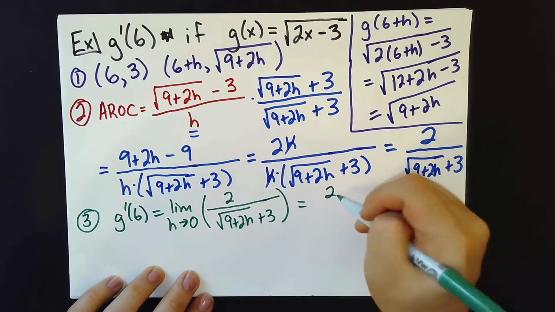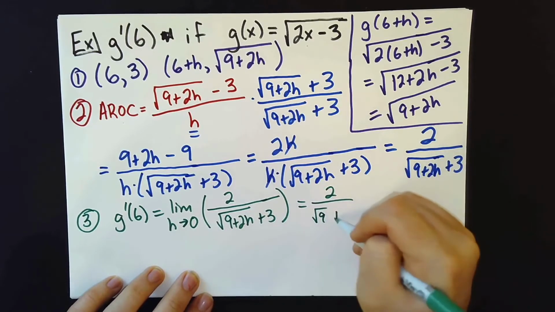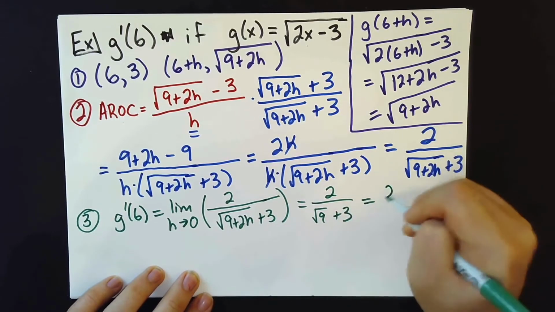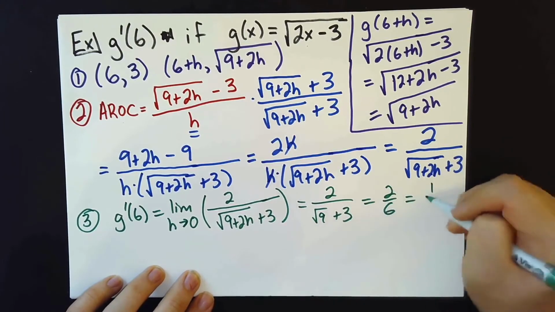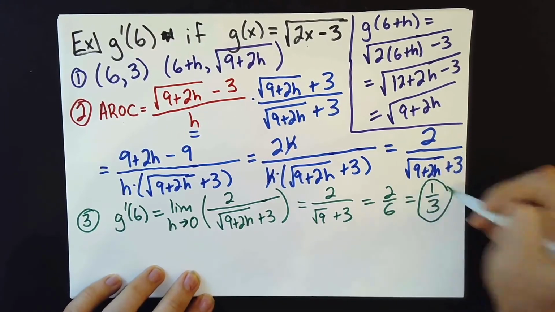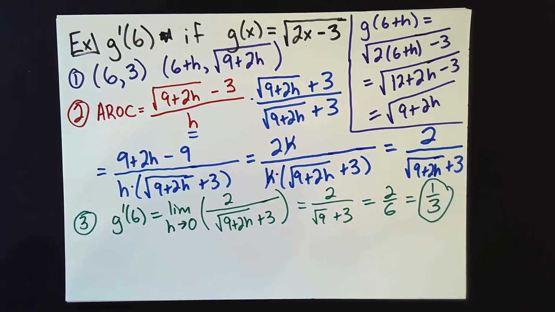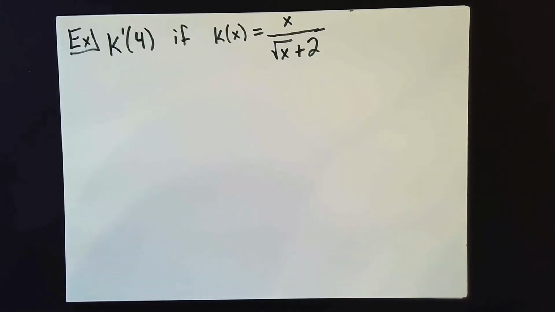Which is 2 divided by the square root of 9 plus 3, which is 2/6, which I'd write as a third. Okay, and one last example for the road.